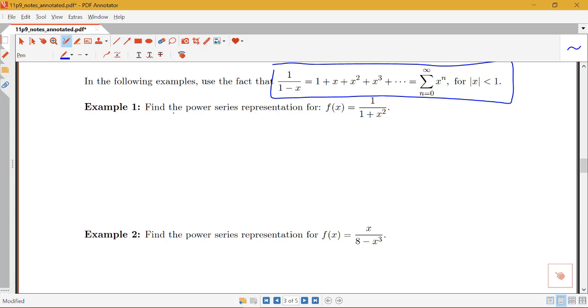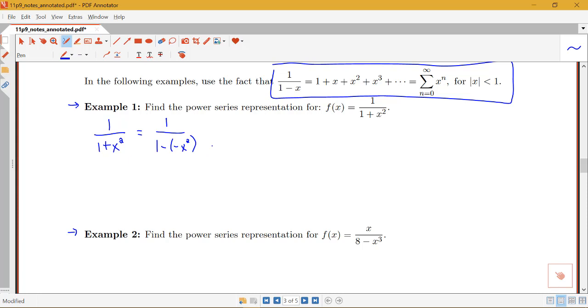Okay, so in our first example, we're interested in finding the power series representation for f of x equals 1 over 1 plus x squared. And in both example 1 and example 2, we're going to be using manipulation of series. So we're going to try to see how our given function here is similar to the fact that we know, and how we can manipulate our given function to make it look something like this fact that we already know. So notice that 1 over 1 plus x squared can be rewritten as 1 over 1 minus negative x squared.